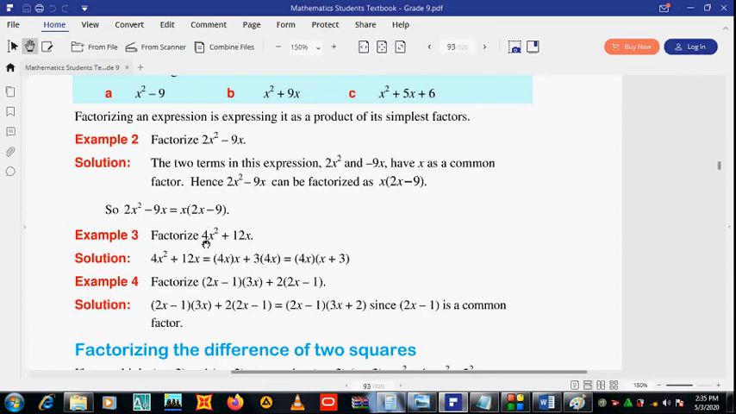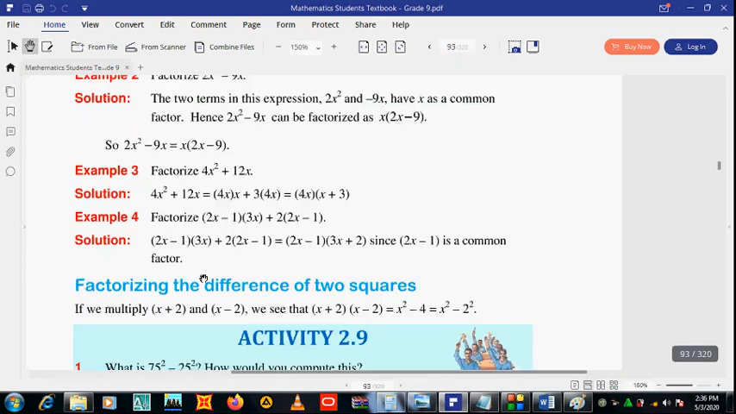4x square divided by 4, and 12x divided by 4, gives what? x square plus 3x. Or we can take 4x in common, then 4x into x plus 3 is the final factorization.